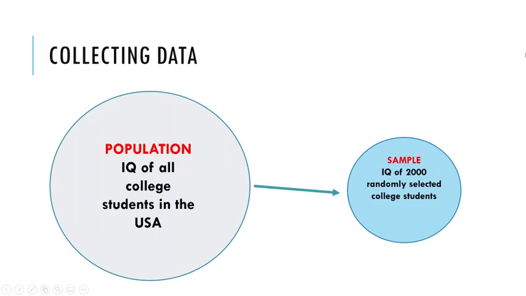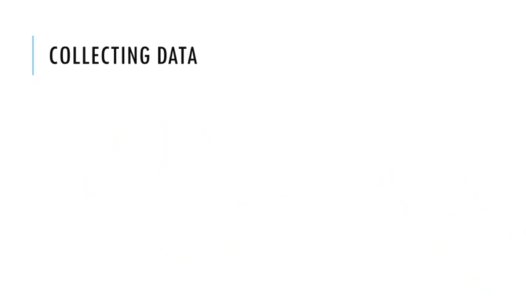So again, we have a population. Let's say we want to collect the IQ of all college students in the United States. Well, all college students in the United States, that's a huge number. There's no way we're going to be able to get every single college student. So instead, as it shows on the right, we're taking this smaller sample. Again, we've talked about selection bias. We need this to be a representative sample. So maybe I find the IQs of 2,000 randomly selected college students. Again, why randomly selected? That's going to avoid the selection bias problem that we've already talked about.